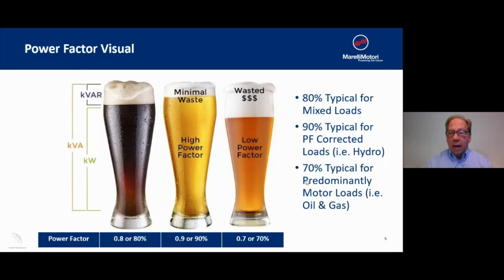Where we have a high percentage or predominantly motor loads, we're going to see the power factor drop lower. A 0.7 is not uncommon. And we see a lot of this in the oil and gas industry. So if your power factor is less than 0.8, which is what we use as our average when sizing a 3-phase generator, we need to take that into consideration and derate the generator. Derating the generator will be covered in a future webinar.